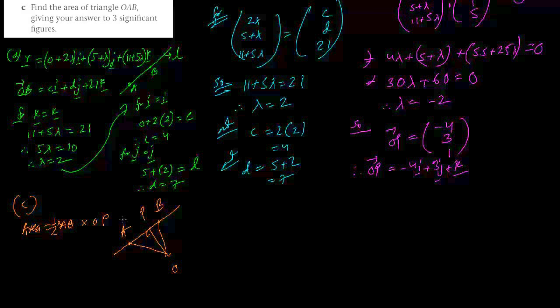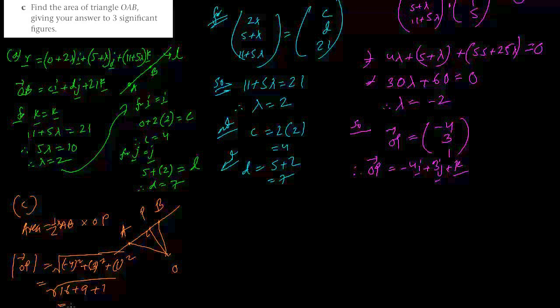So the first thing we have to do is find the length of AB, and then we have to find the length of OP. So OP is going to be simpler. So OP, it's the modulus of the vector. So that is going to be minus 4 squared plus 3 squared plus 1 squared. And this is going to be 16 plus 9 plus 1, which is square root of 26.